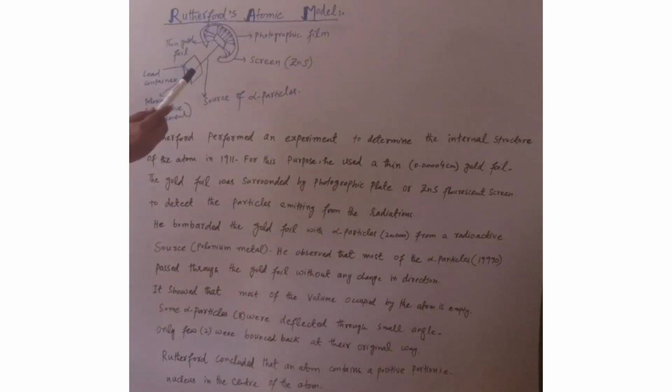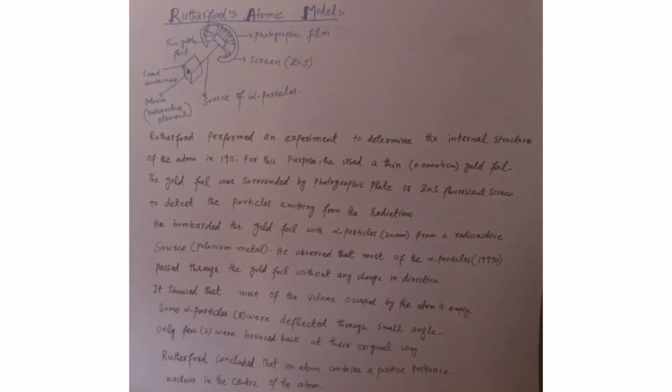In this diagram, Rutherford takes a thin gold foil and the lead container source, that is the polonium radioactive element. This is the photographic film, and this is the zinc sulfide screen, and this is the source of alpha particles. This screen is a photographic plate or luminous plate.